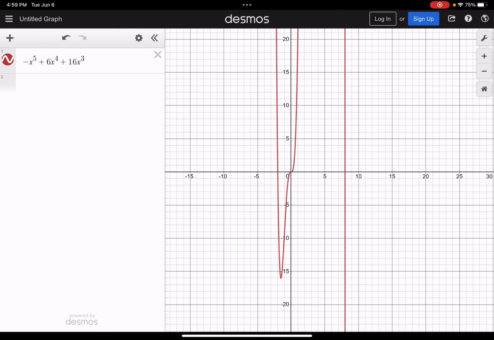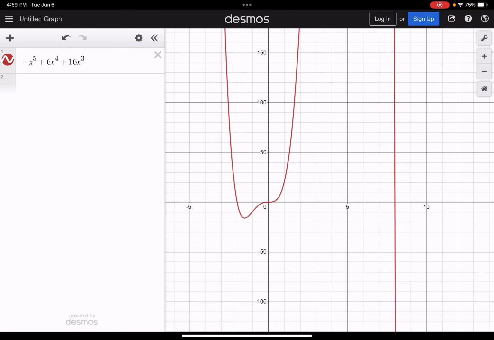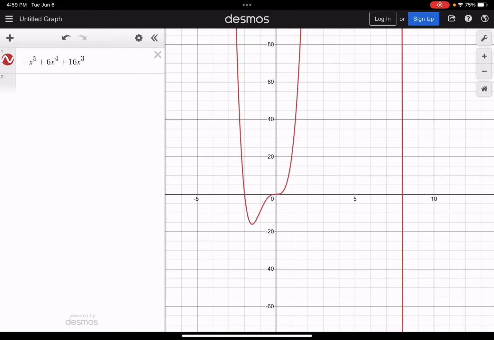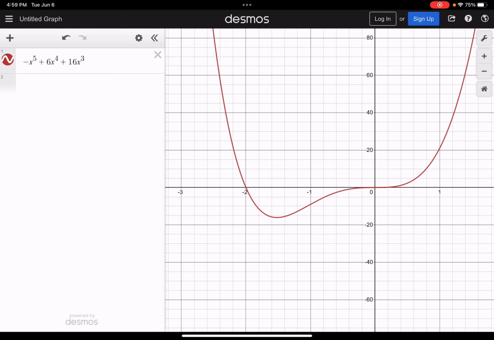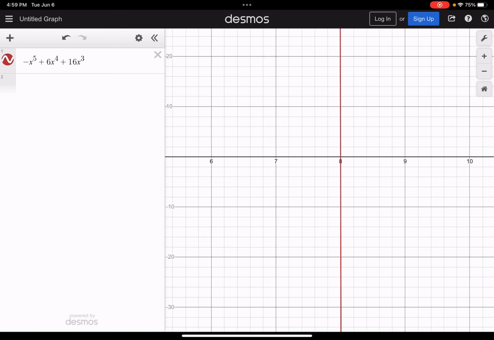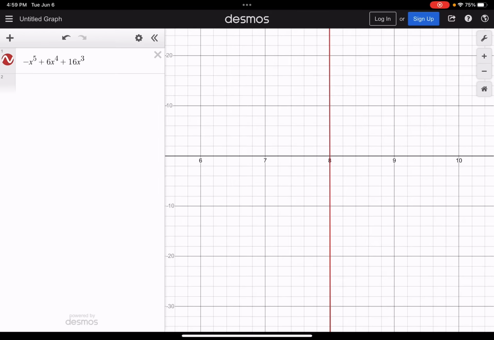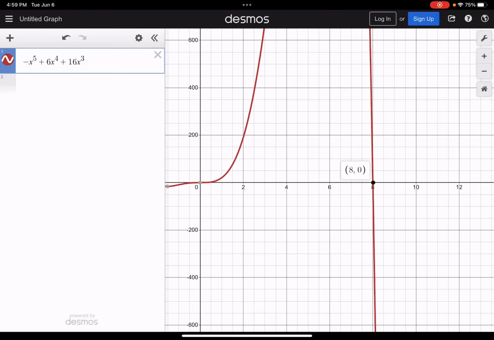I'm going to look a little bit closer here and scale it a little bit differently. We're looking for all the intervals where it's below the x-axis. So below the x-axis, we're looking at here to here. So from -2 to 0, the function is below the x-axis. And then it looks like after 8, it is below the x-axis. So from 8 to infinity, I suppose, it is below the x-axis.